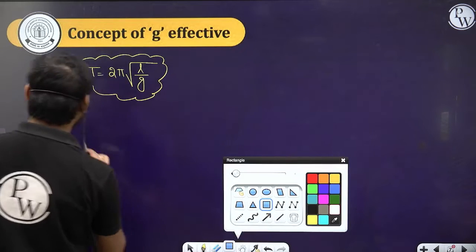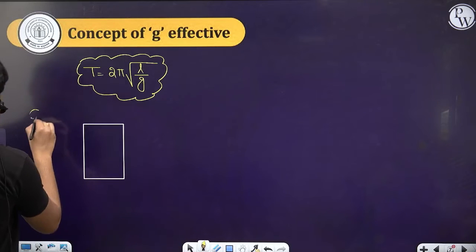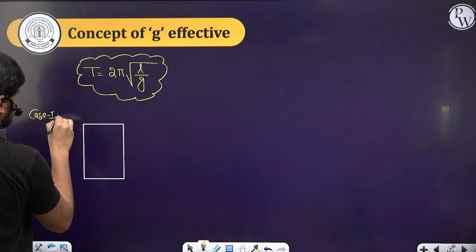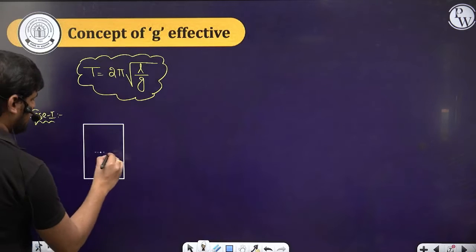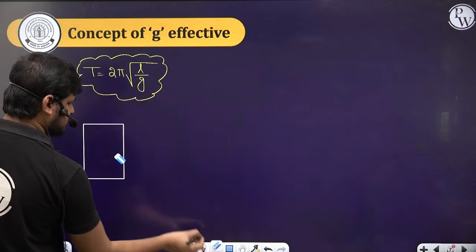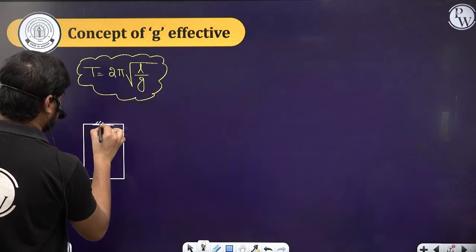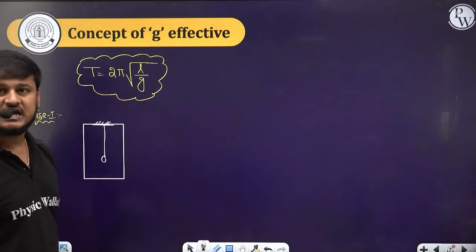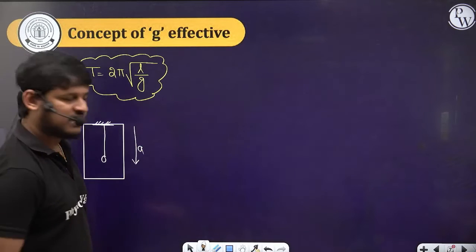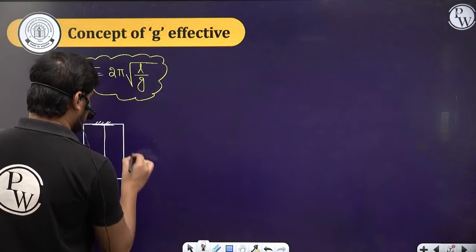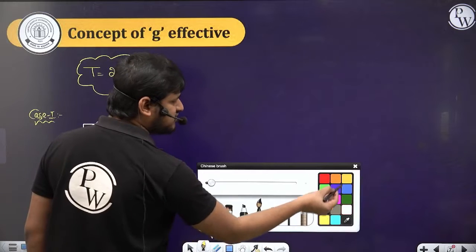Here, consider this is an elevator. Case 1: consider this is an elevator where the pendulum is placed. We can't place it directly like this, so let's say the pendulum is hung inside the elevator. Now let's say the elevator is going down with an acceleration A, or else let's say the elevator is going up with an acceleration A. Now the G value will change. How will the G value change, sir?